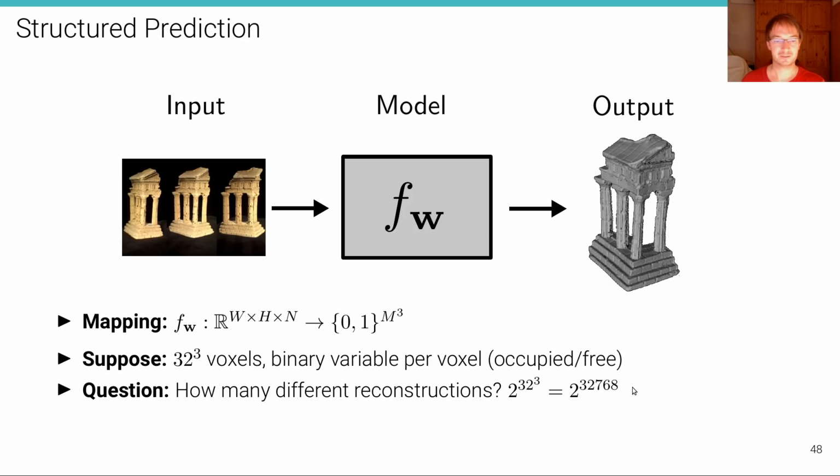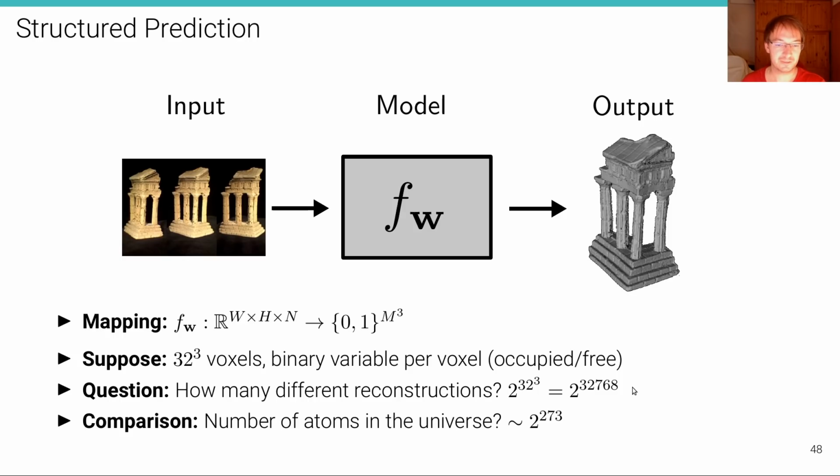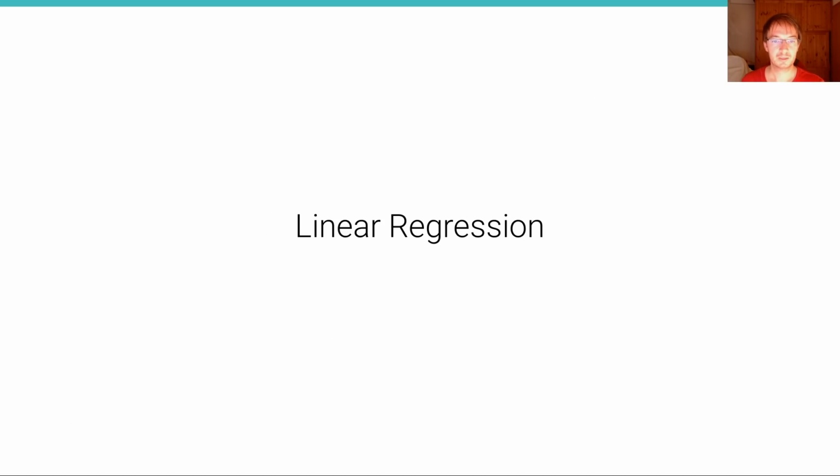It's an extremely large number. And if we compare this number to the atoms in the universe, which is also extremely large, we see that this number is even larger. So there's absolutely no hope that we can enumerate all possible reconstructions. But we need to go with a more structured approach to finding a reasonable reconstruction out of this impossibly large, intractably large space of all possible reconstructions.